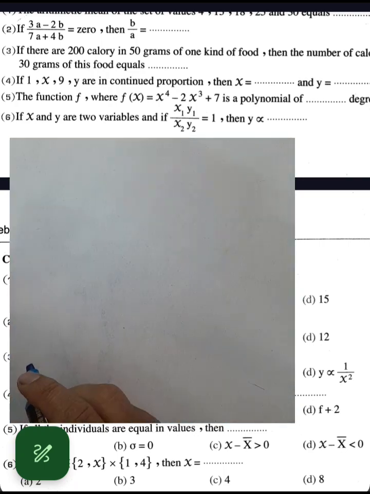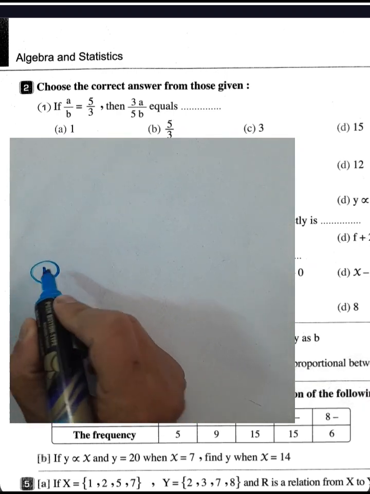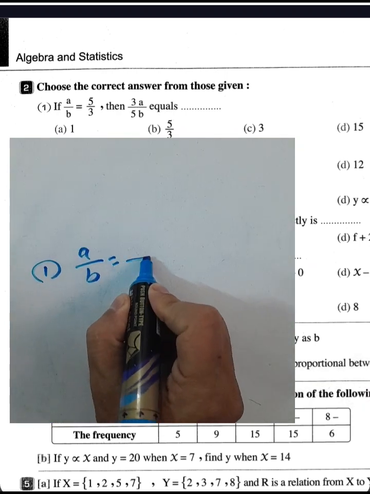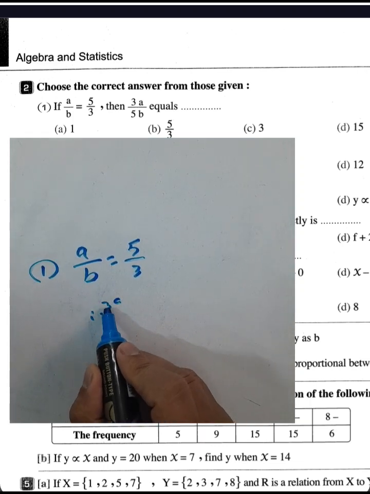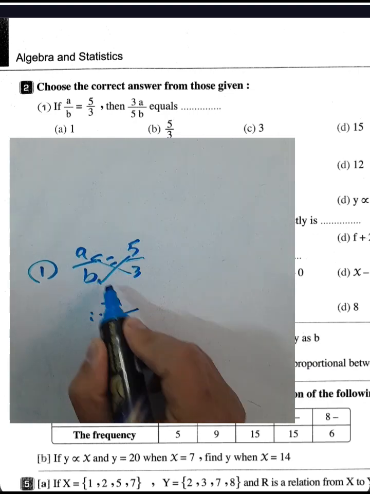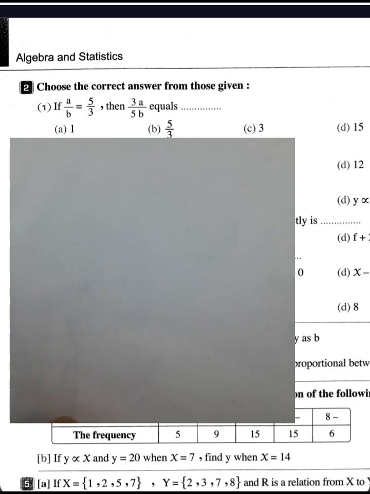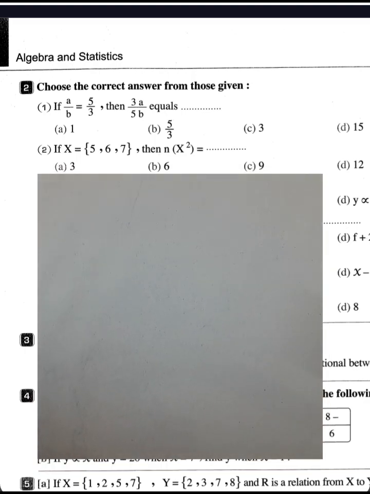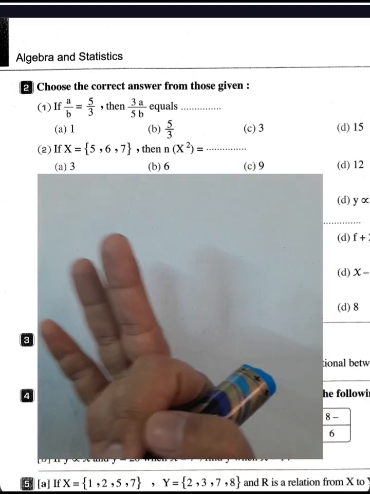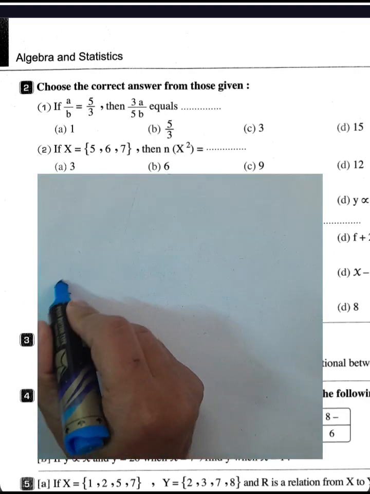Now we will complete the example. Question number 2 shows the correct answer. Number 1, if a over b equals 5 over 3, then 3a over 5b will be equal to 1. The result will be 1, so choose letter A. Question number 2, find the number of elements in x squared. We have x with 3 numbers, 5, 6 and 7, then 3 squared will be 9. Then for question number 2, the result will be 9.